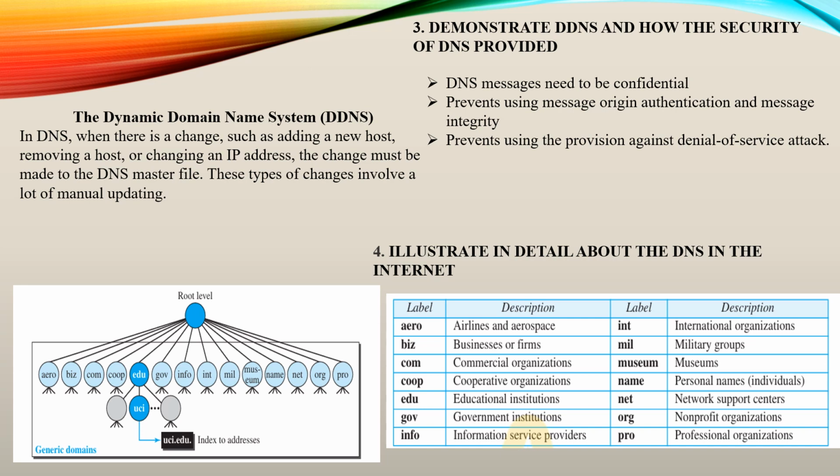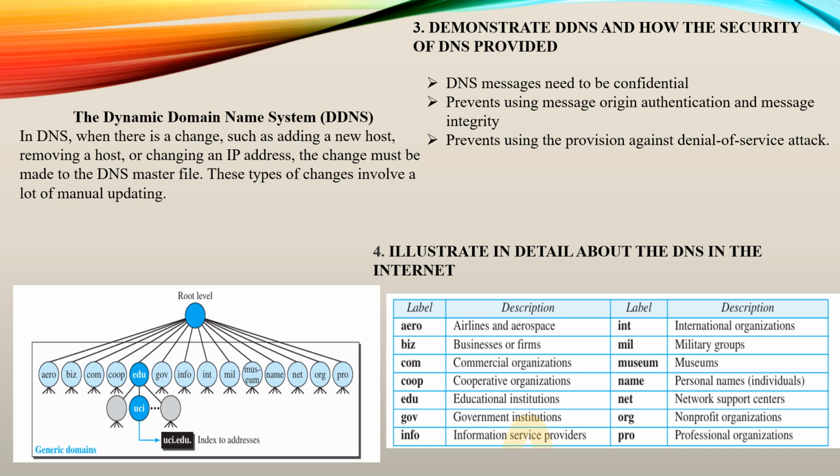Moving on to the next question, demonstrate DDNS and how the security of DNS is provided. So here DDNS is nothing but Dynamic Domain Name System. So in DNS, what we saw was there were some changes when you're adding a new host or removing a host from the root server, or changing any IP address. So that changing, you cannot do it manually. DNS does it manually. If there are any changes manually, the data has to be corrected and stored in both the client and the server. But that cannot be done. So you need lots of manual updation. So for that, we developed the Dynamic Domain Name System.